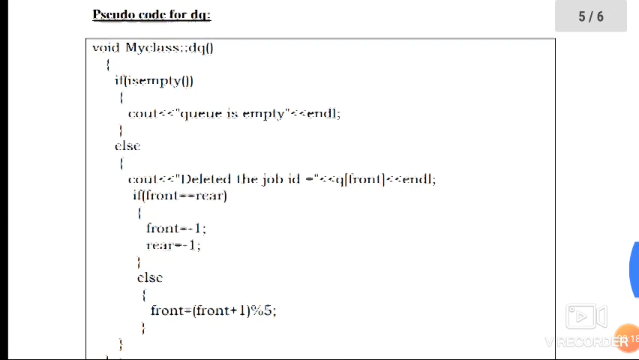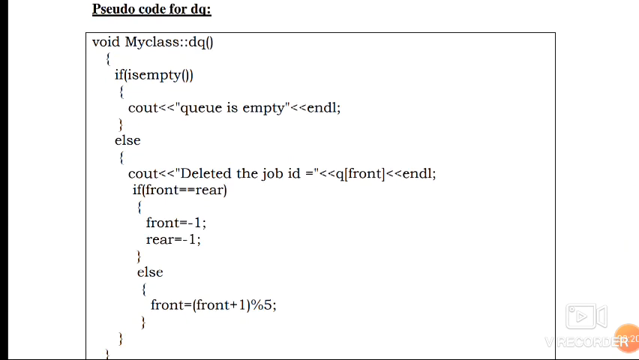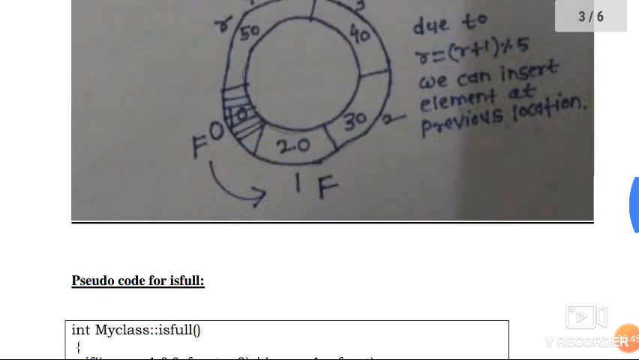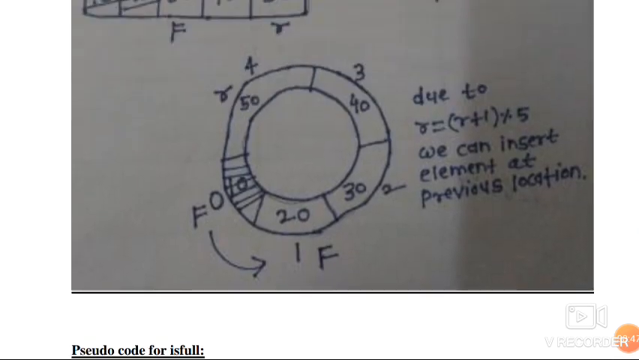Again we get entered into the else part. Deleted job id equal to q of front, deleted job id equal to q of 1, and it becomes 20. Now front equal to rear, absolutely not, we get entered into the else part and front gets shifted to next. Now current front value is 1, 1 plus 1 is 2, 2 mod 5, front equal to 2. Front is at 2. In this way we have deleted 10, 20. Right now front is at the second index, rear is at the fourth index.